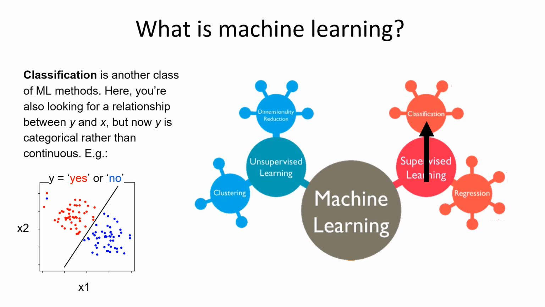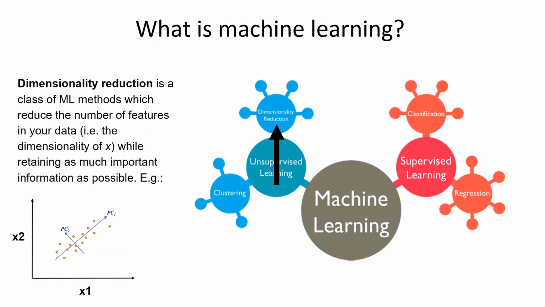Classification is another class of machine learning methods. Here, you're also looking for a relationship between y and x, but now y is categorical rather than continuous. In the simplest case, the category is binary, either yes or no. In this example, every sample has two features, x1 and x2. And a classification boundary can be drawn such that samples in the top left correspond to yes and samples in the bottom right correspond to no.